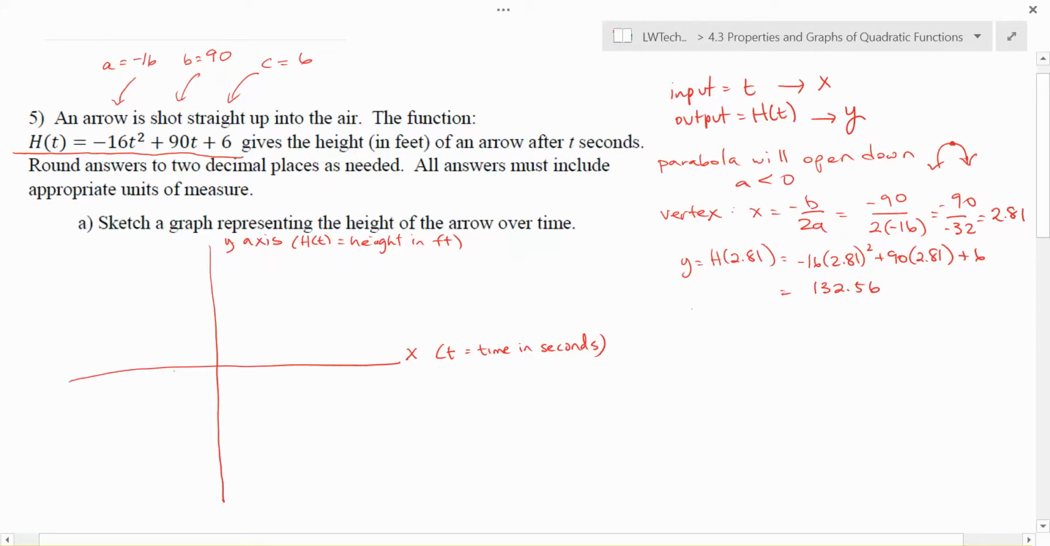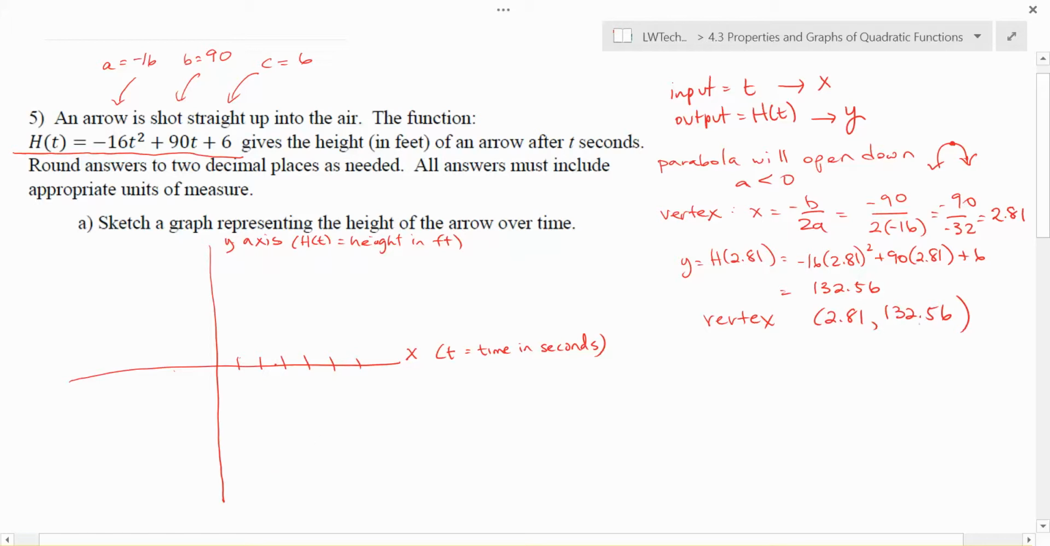So my vertex is going to be located at the point 2.81, 132.56. Let's go ahead and plot our vertex over here on the graph. Because our vertex is at 2.81, just counting by ones on the x-axis is probably fine. So we have 1, 2, 3, 4, 5, 6. 2.81, we're right about here. That's going to be our axis of symmetry because that's where our vertex is located.